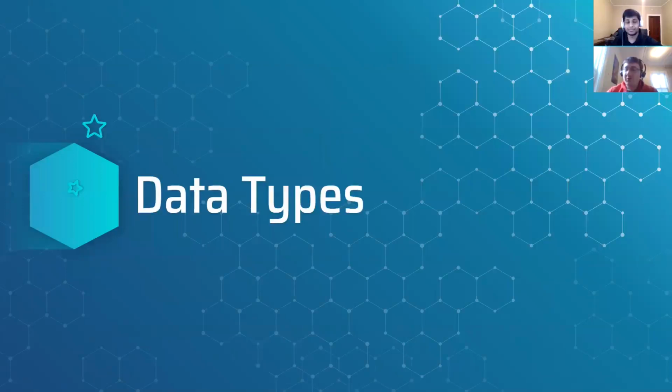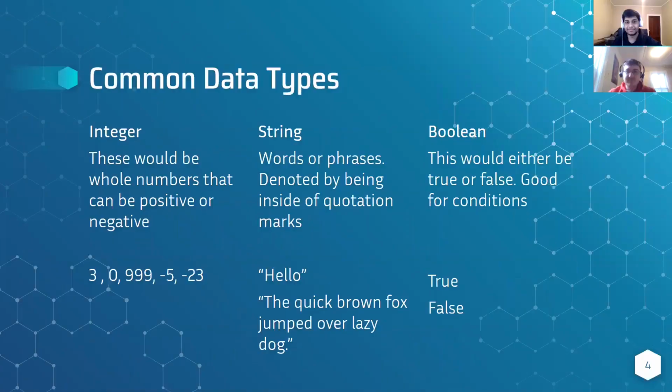So the first topic we want to go over is data types. In programming, there are several different data types to store data that the programmer might use in various places in the program. There are many types, but the only ones we're going to be worrying about today are the integer, string, and Boolean. So the integer is the data type that holds variables of just your normal numbers like 3, 0, 99, and also negative numbers, -5, -23.